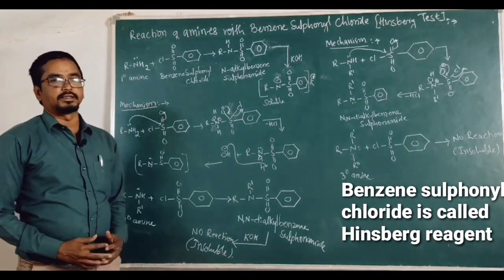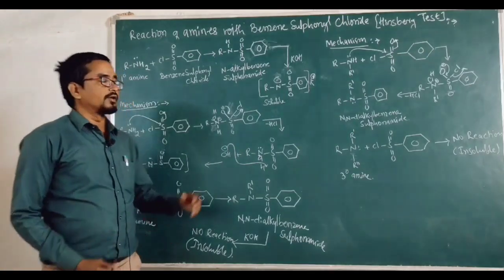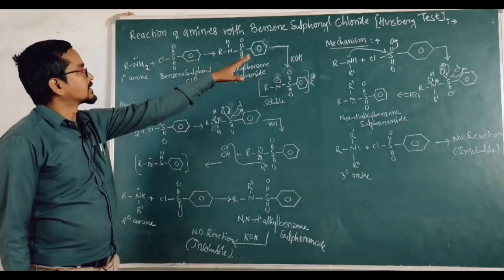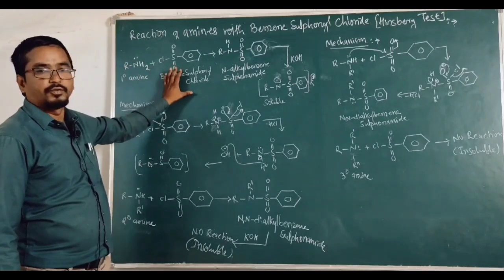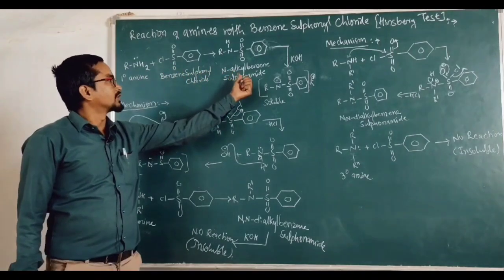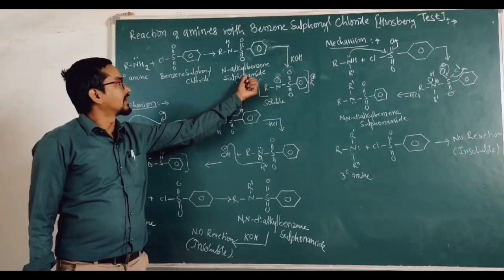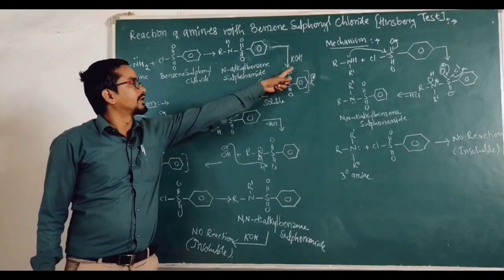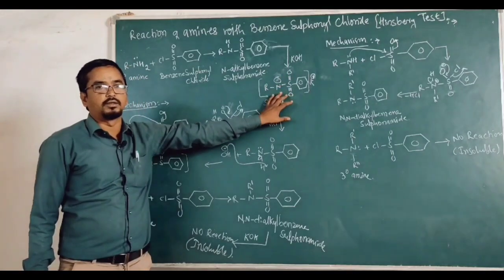When primary amine, let us see how this reaction takes place. In the Hinsberg reaction, when primary amines react with benzene sulfonyl chloride, they lead to the formation of N-alkyl benzene sulfonamide. Upon treating this N-alkyl benzene sulfonamide with KOH, it is soluble in that. It will form soluble salts.